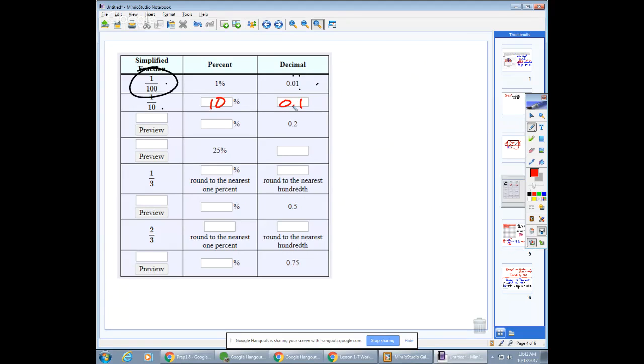What's that? Yeah, so to convert a fraction to a decimal, you just do the division. And this right here says to take 1 divided by 10. Exactly.